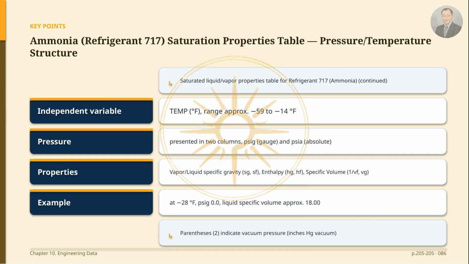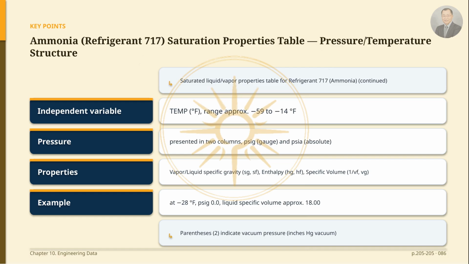I'd like to introduce the saturated liquid and vapor property table for ammonia, also known as refrigerant 717. This table uses Fahrenheit temperature as the independent variable, and the excerpted section ranges from -59 degrees Fahrenheit to -14 degrees Fahrenheit. Pressure is presented in 2 columns, gauge pressure in Sig and absolute pressure in Sia. Looking at the pressure values at -28 degrees Fahrenheit, the gauge pressure is 0.0, which corresponds to atmospheric pressure. At temperatures lower than that, values are shown in parentheses which indicate vacuum pressure in inches of mercury in Hg.